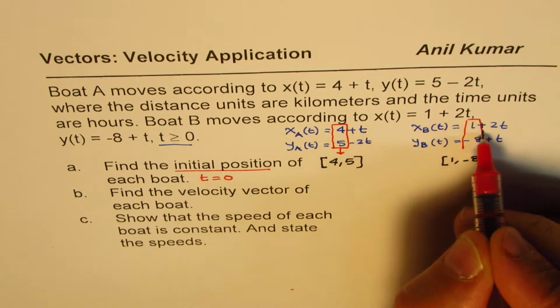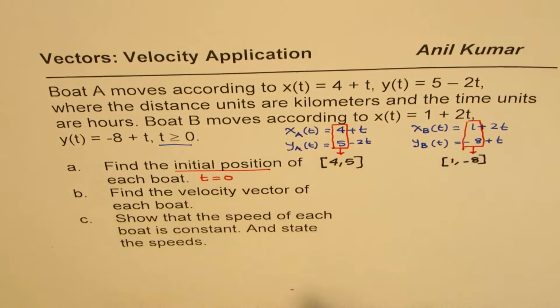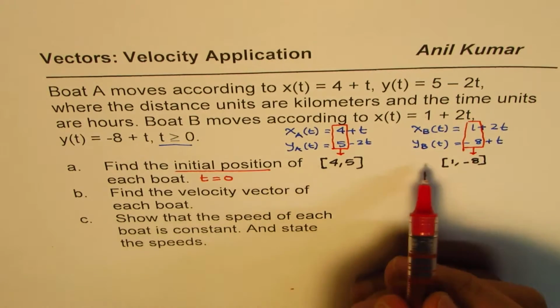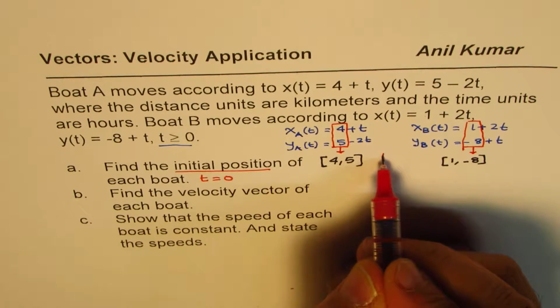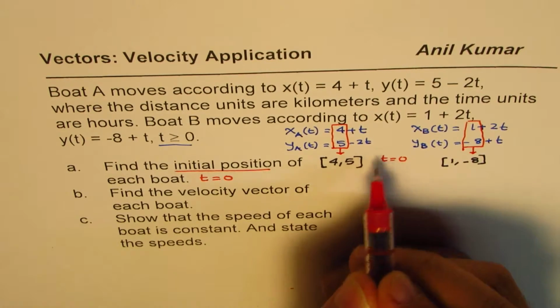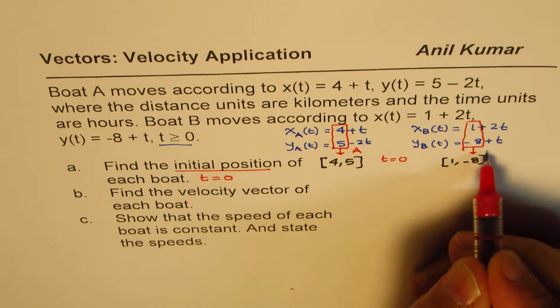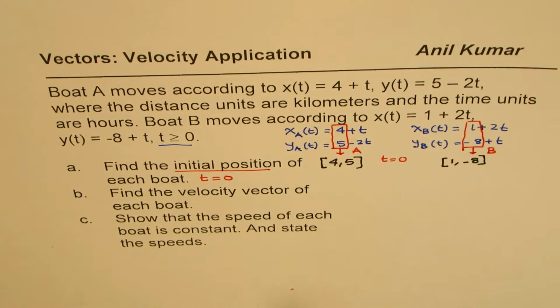Let's try to understand our equation. That's the whole idea of this video, right? So these are initial positions. What did I do? I substituted t equals 0 to find both. So this is for boat A, this is for boat B, correct?